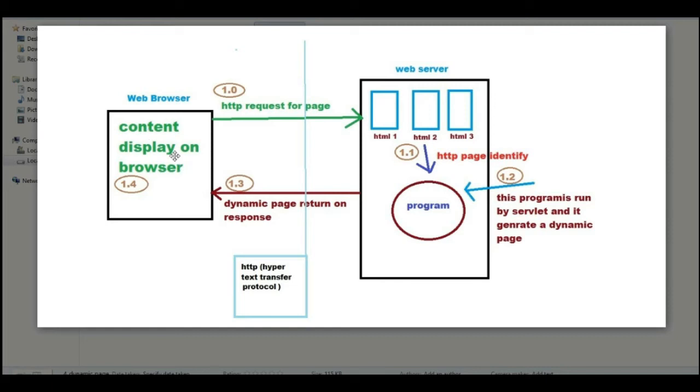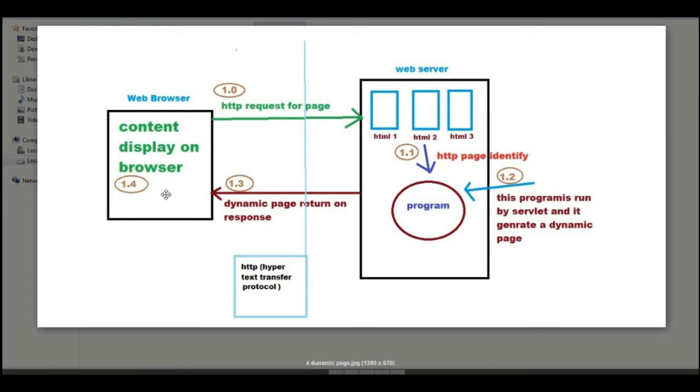You enter your username and your ID, and you click on the submit button. Then a request is sent to the web browser. The web browser searches for which type of HTML file, and when the HTTP page is identified, it is sent to a program. This program is run by a Servlet, and it generates a dynamic page.